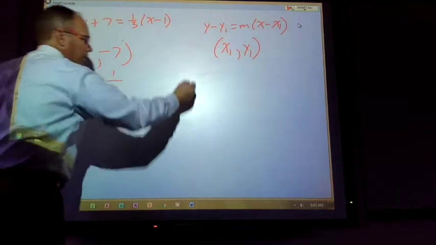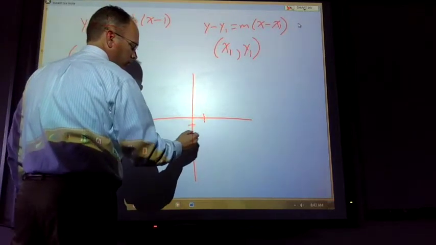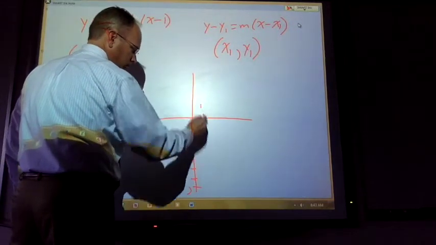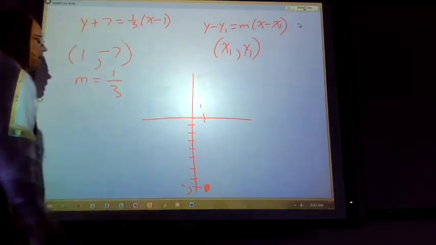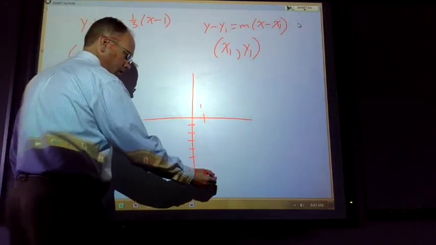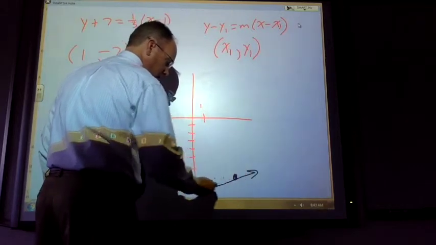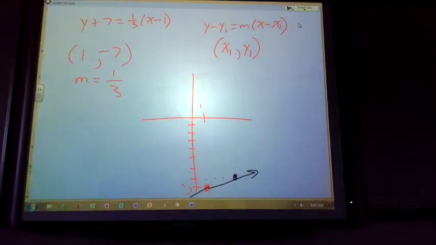All right, so I'm going to plot this. 1, -7. So from there, I'm going to use my slope, and I'm going to do what? Up 1 over right 3. There you go. Up 1 over 3. Can't really see it, but that's how it works. Okay.